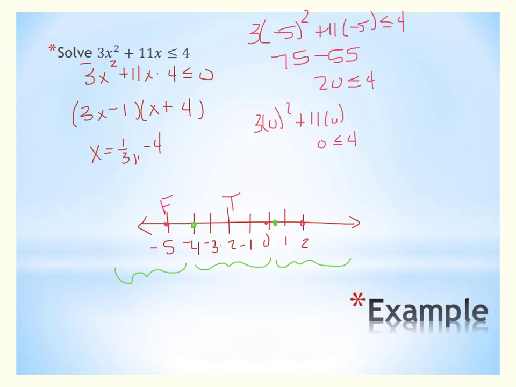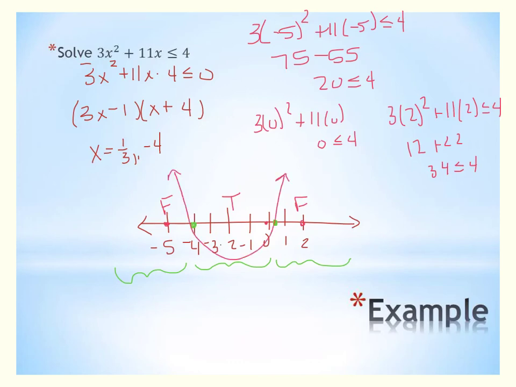And then let's just go ahead and check 2. Just in case you mess up on one, you might want to check all of them. So you get 4 times 3 is 12 plus 22, and so you're going to get 34. Is that less than or equal to 4? And that's false. And so again, this would be the same as you looking at a graph like this.